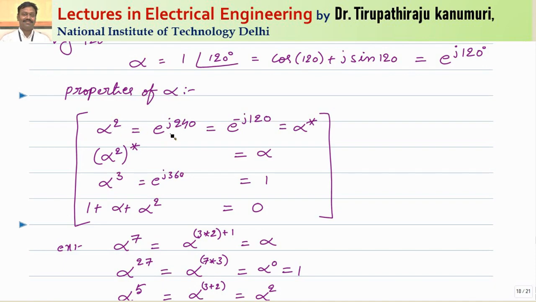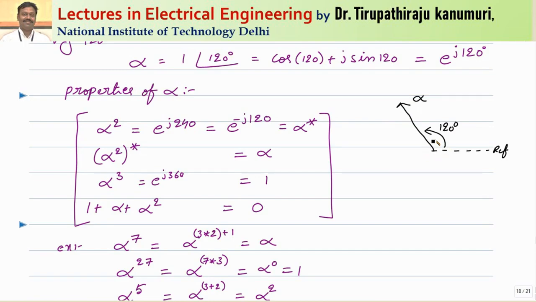So this alpha square will be 1 at an angle of 240 degrees, or I can write it as e to the power of j240. If I take my reference value, this is my reference value. So alpha, what will it do? Alpha will shift it by 120 degrees. So this is my value of alpha. It will be leading by 120 degrees, having a magnitude of 1.